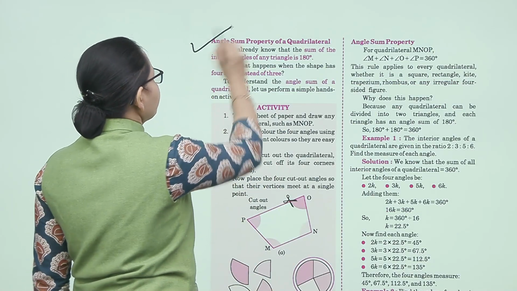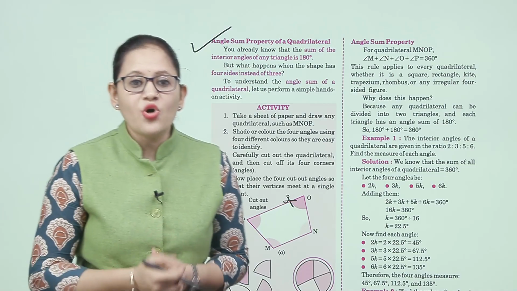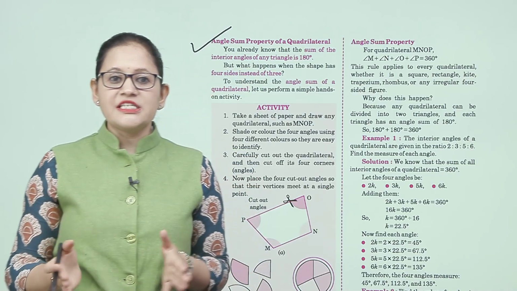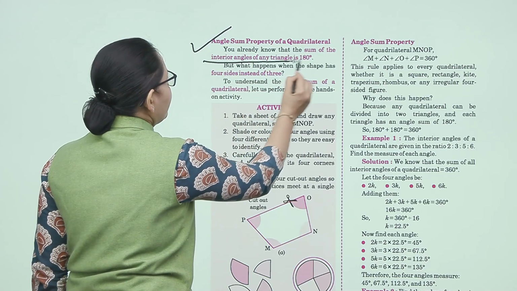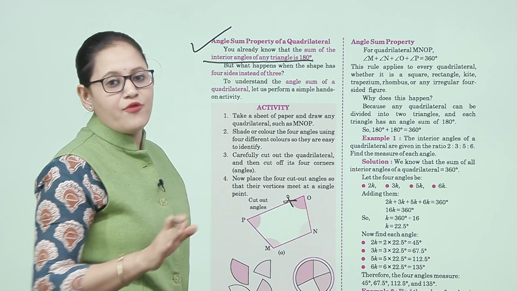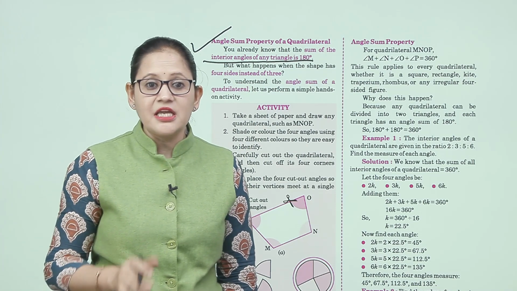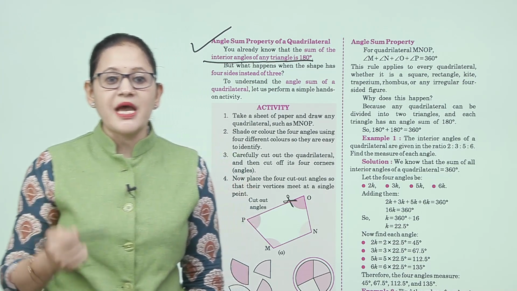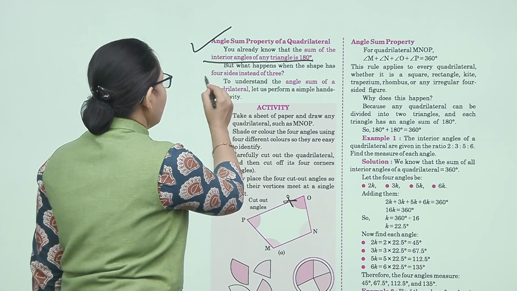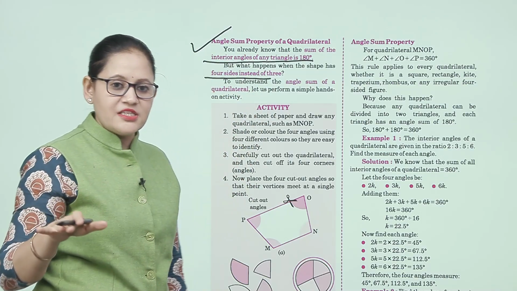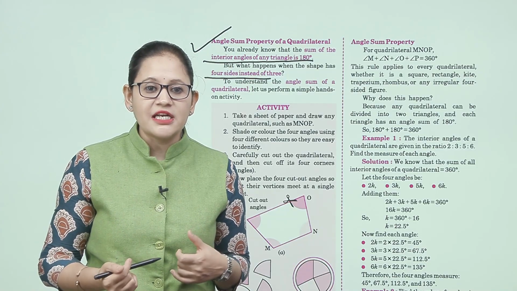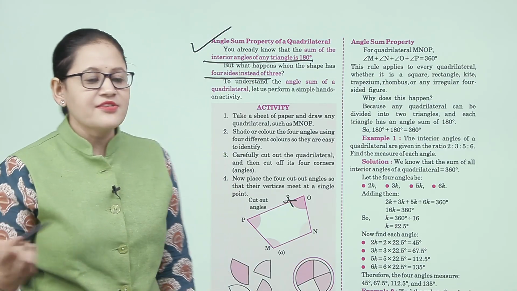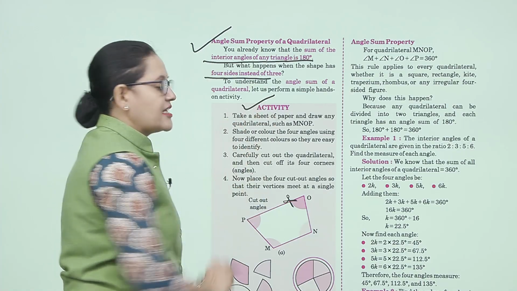Now, angle sum property of the quadrilateral. You already know that the sum of the interior angles of any triangle is 180 degrees. But what happens when the shape has 4 sides instead of 3? In a quadrilateral there are 4 sides, so what is the sum of all 4 angles? To understand the angle sum of the quadrilateral, let us perform a simple hands-on activity.